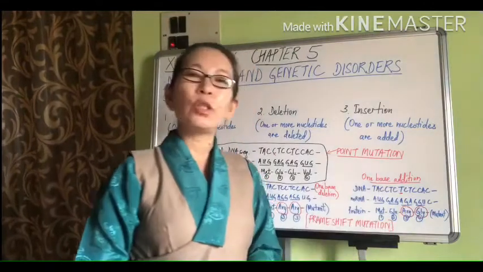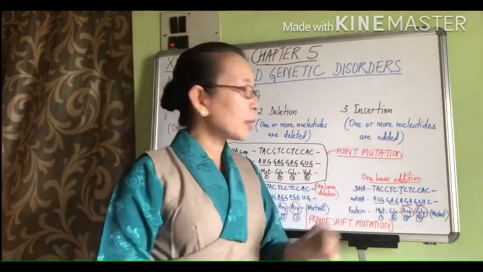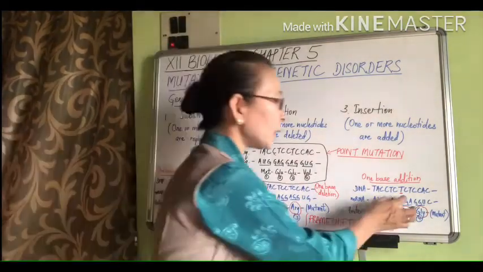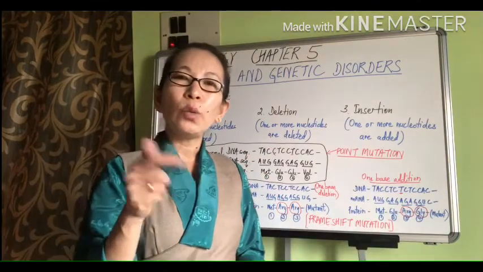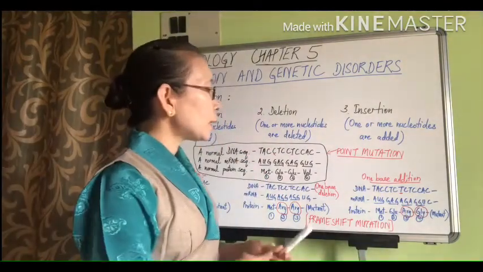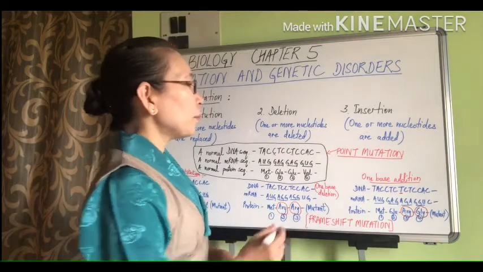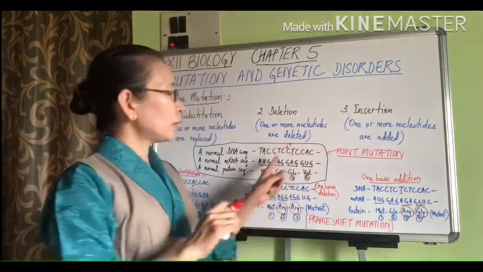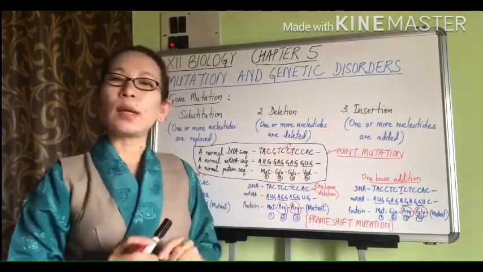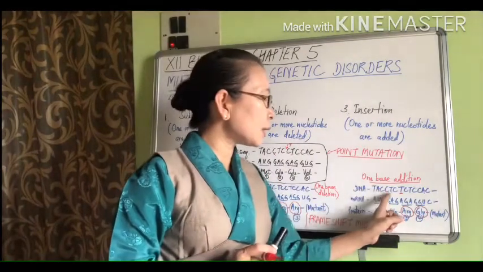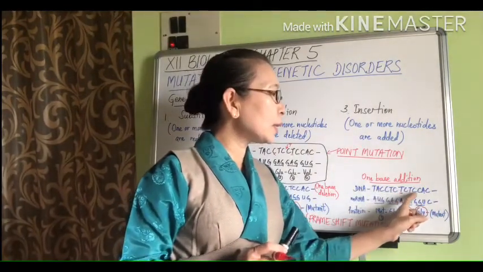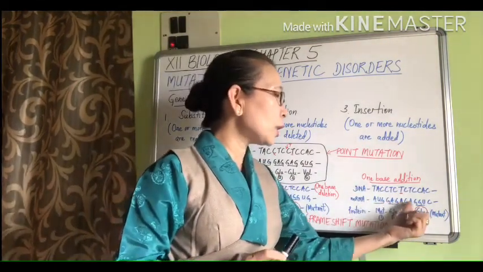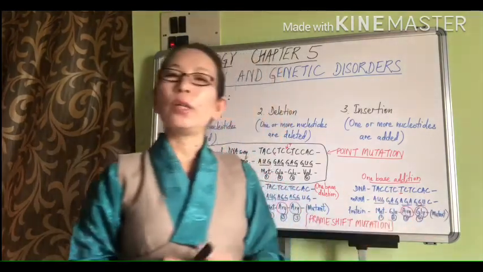Likewise, if we have an addition, now I have taken the example of a single base addition. So if we have an addition of T, now this is a new addition into the DNA sequence. T has been added in between these two C's here, and that has resulted in the sequence TAC, TC, TC, TC, CAC. And the mRNA is reading as AUG, GAG, AGA, GGU, and only C.